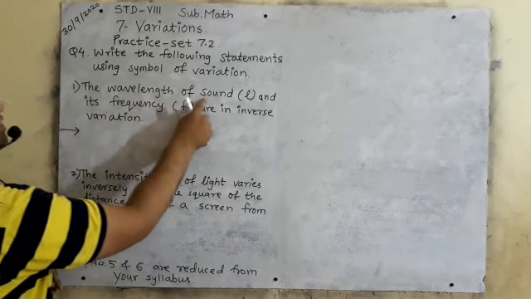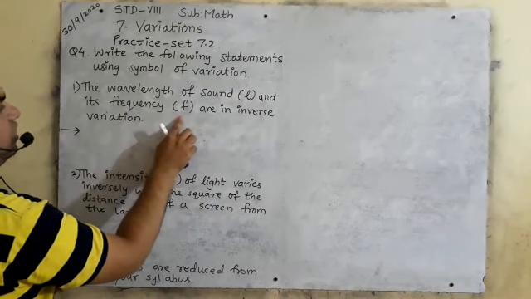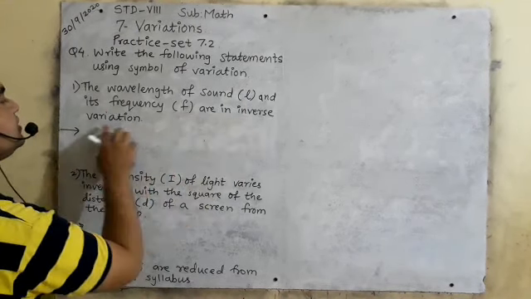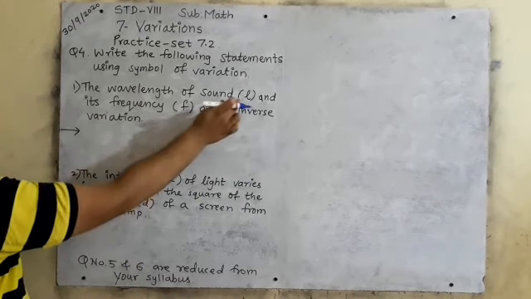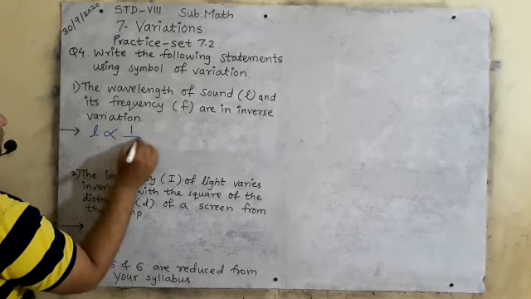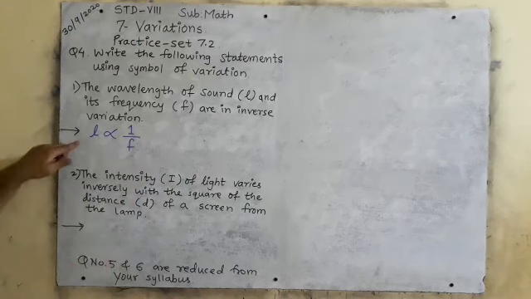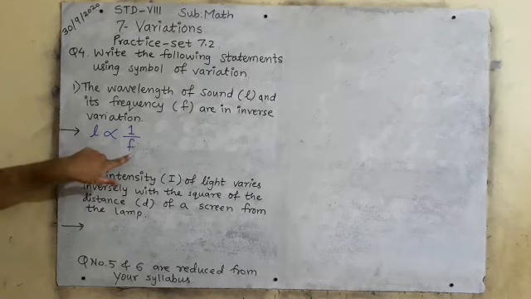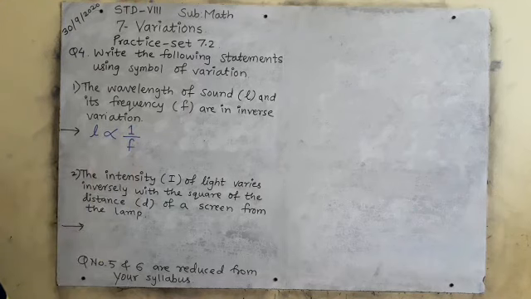The wavelength of sound, small l, and its frequency, small f, are in inverse variation. The word inverse came. It means we will write the first alphabet, small l, is inverse, which means 1 upon, 1 upon f. Is it clear? Inverse means 1 upon. So l is inversely proportional to f.